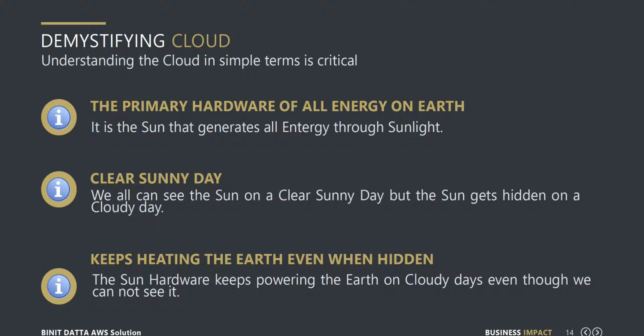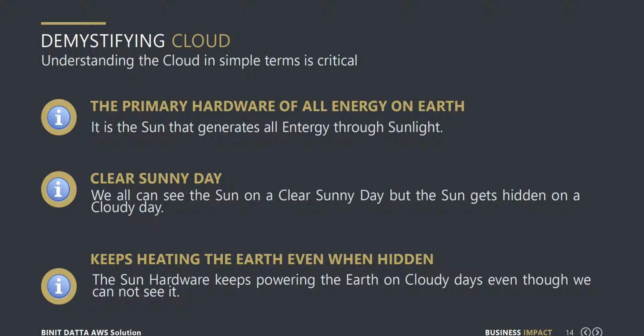So let's go. The primary source of all energy on earth, I would argue, is the sun. It is the sun that is the source of energy for all animals, all plants, all living creatures. On a clear sunny day we can all see the sun, but the sun gets hidden on a very cloudy day, right? But even though it is hidden, it keeps hitting the earth and powering it, even though we cannot see it. It is a universal truth, and we have understood this truth for generations.